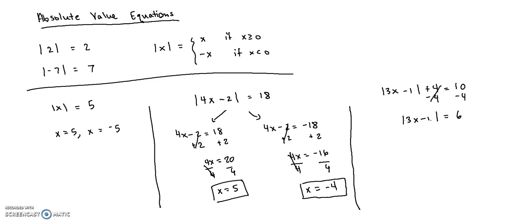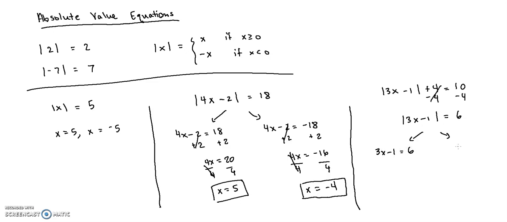Okay, so now I have absolute value equals a number. Now I know that what's on the inside either has to be positive 6 or negative 6. So now I can solve this. But that first step, look at that first step. That's very, very important. You have to do that first. Okay, so now I've got 3x minus 1 equals 6.